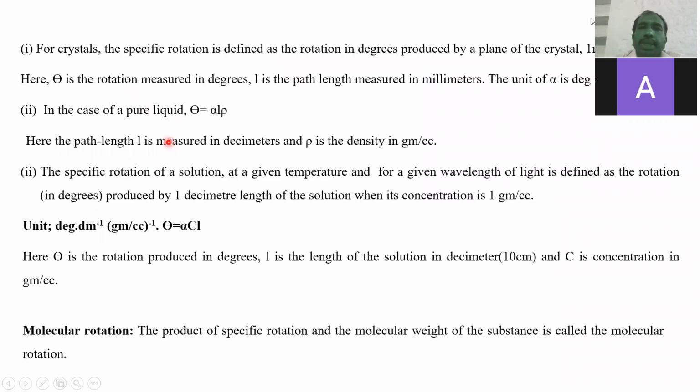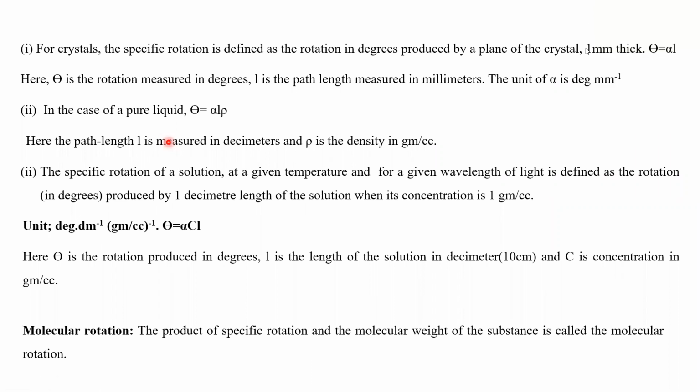The specific rotatory power, for a crystal, is defined as the rotation in degrees produced by a plate of the crystal 1 millimeter thick, where theta is equal to alpha L. But this is a loose definition. If light impinges on a crystal of 1 millimeter thickness, the amount of rotation in degrees produced by that crystal is called the specific rotation. So theta is equal to alpha into L.